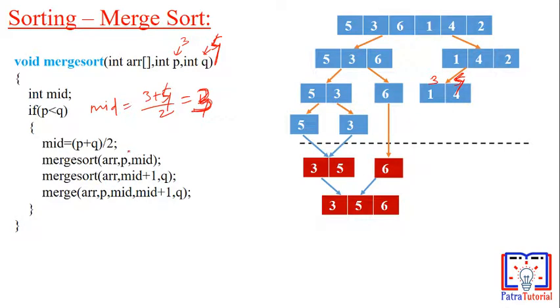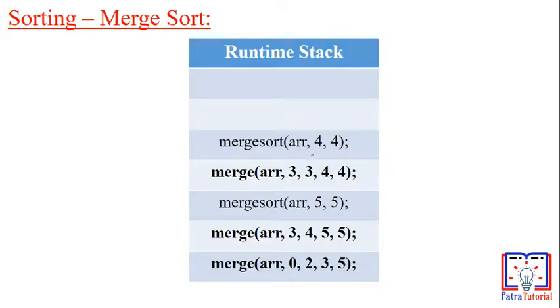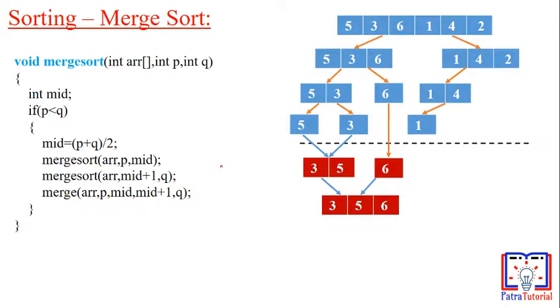So starting index is 3, mid equal to 3, mid plus 1 is 4, and last index is 4. So this is p equal to 3, mid equal to 3, and this is 4 and this is 4, right? Now I have to call this function, but before that I need to keep these two instructions into the runtime stack. That is merge sort of 4 4 and merge function of 3 3 4 4. So let me do that first. I am putting merge sort 4 4 here and merge 3 3 4 4 here. Okay, and let me execute that instruction.